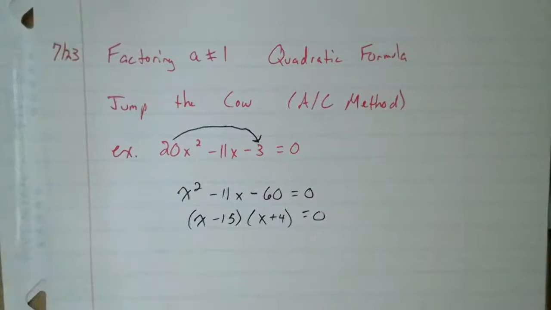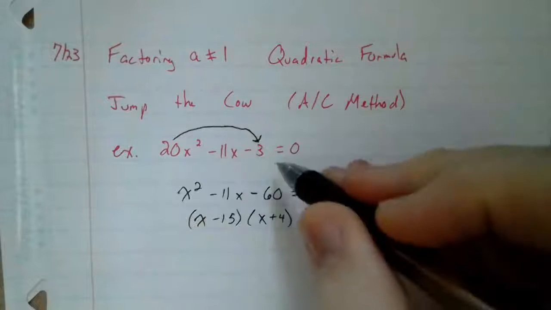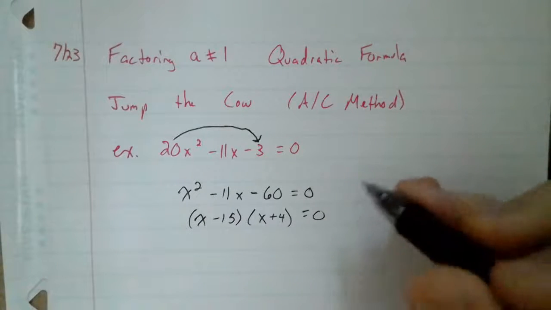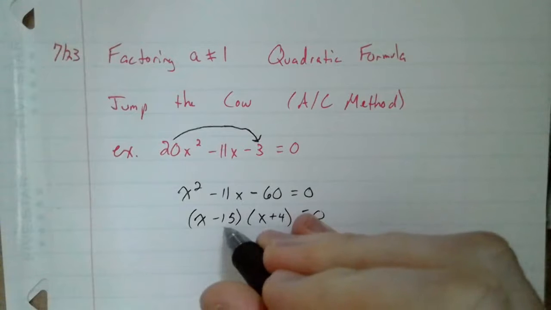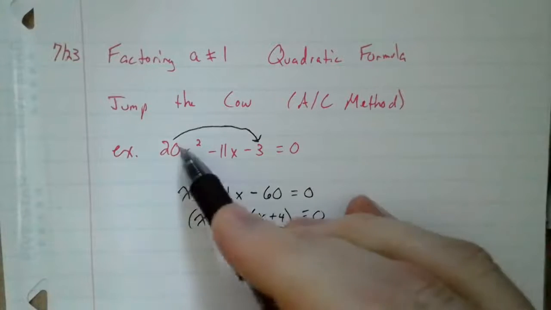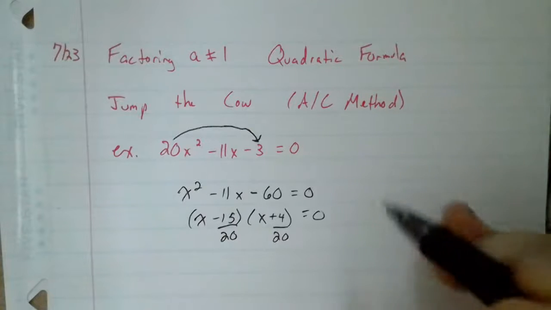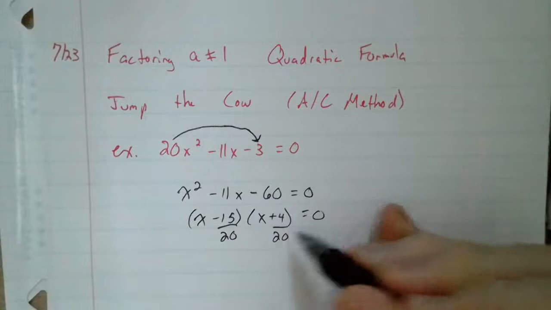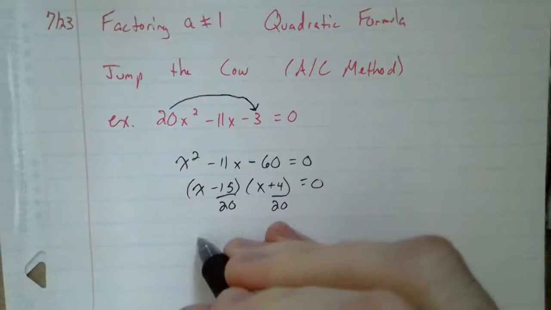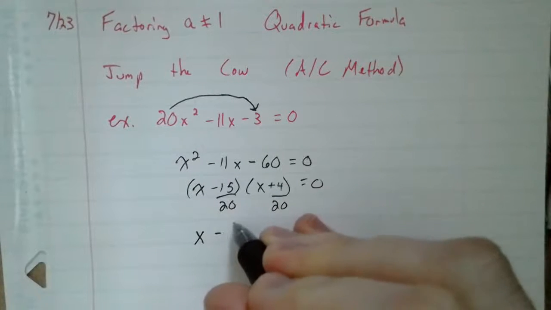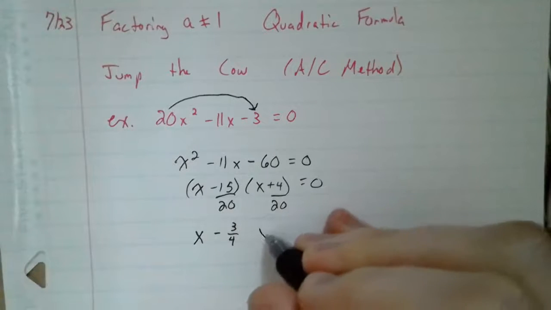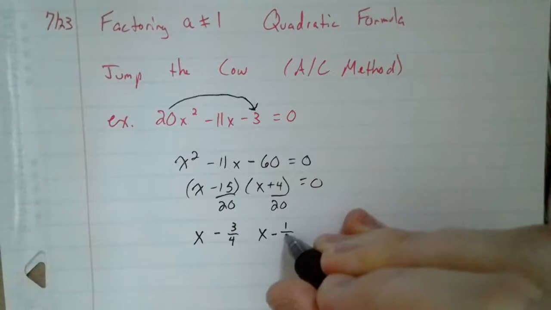Now we have to compensate for the fact that we jumped the cow. This is called milking the cow, so that's how we get the negative 15 and the 4. And now we're going to slide under the cow. To do that, we divide by the number out front of the original problem, so 20. Always reduce these fractions. You must reduce these fractions. So 15 over 20 is going to reduce to x minus 3/4, and then 4 over 20 is going to reduce to x minus 1/5.